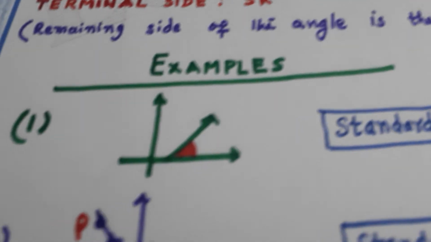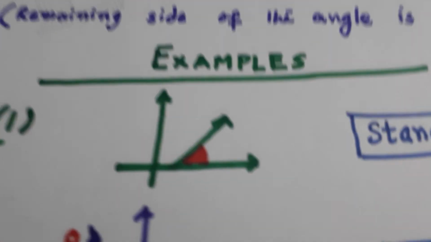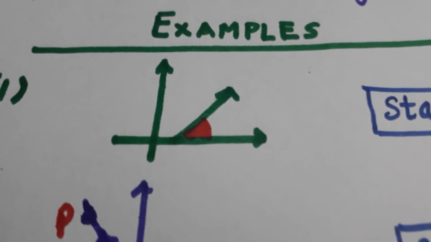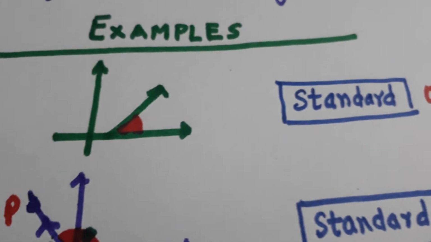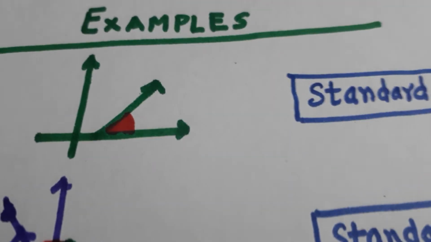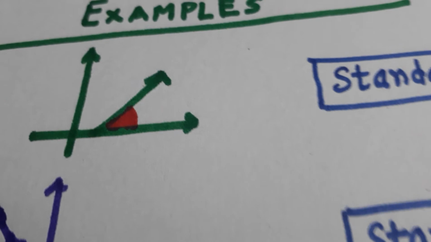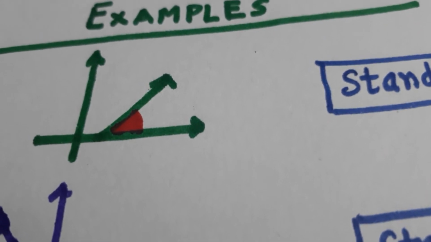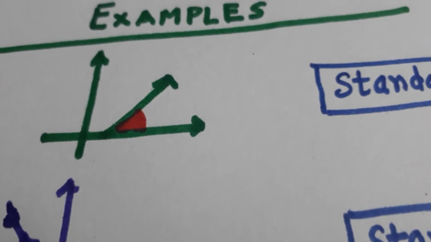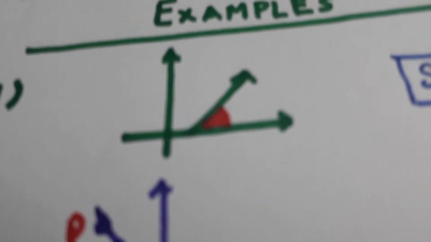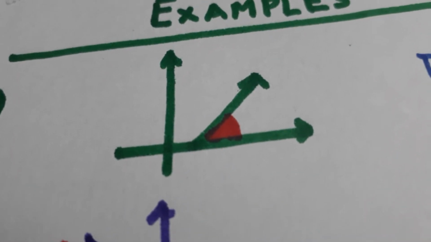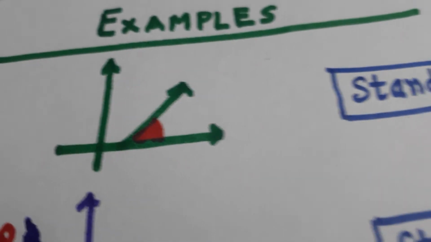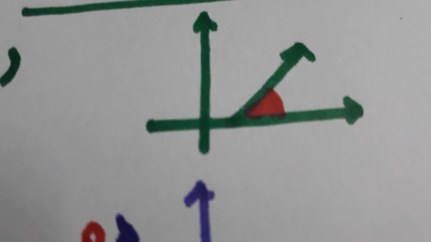Now, here are two examples and we have to decide whether they are standard or not. Now look here, one side is on the x-axis and the other side is somewhere else. But do you think that it is a standard angle? No. Since the vertex is not on the origin.